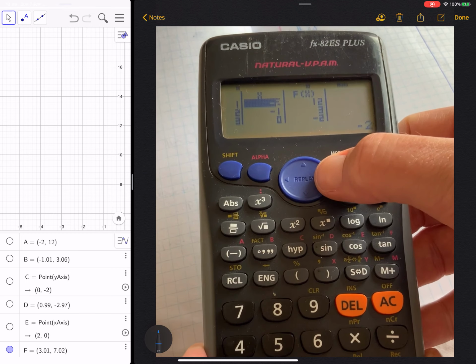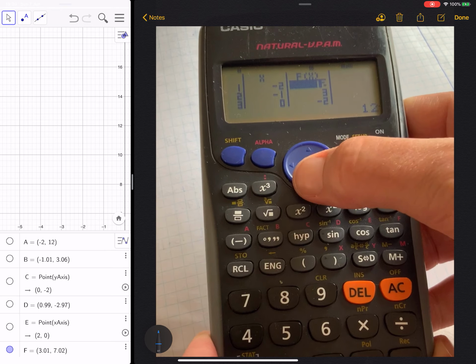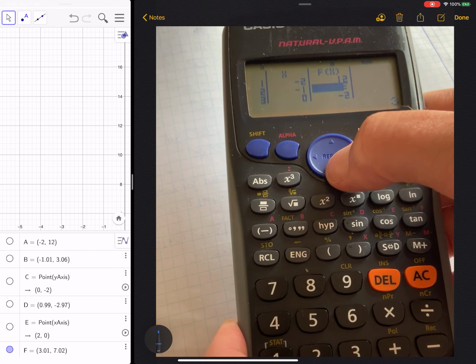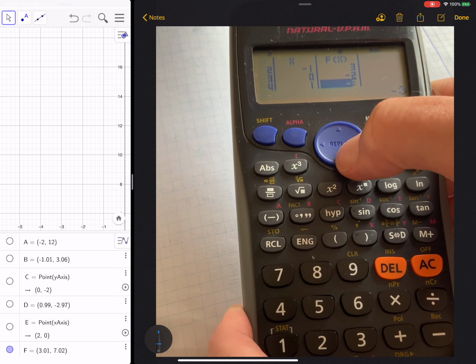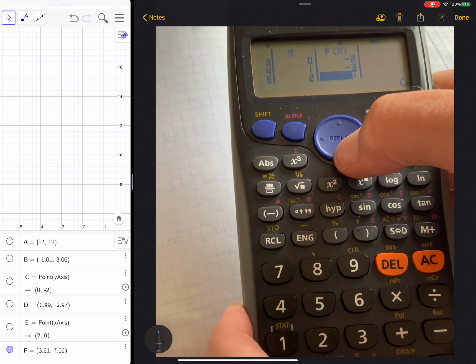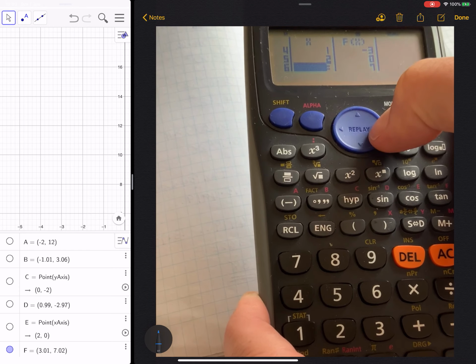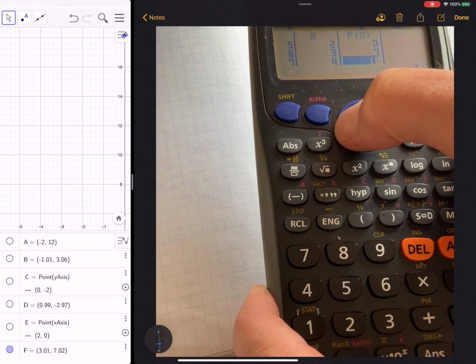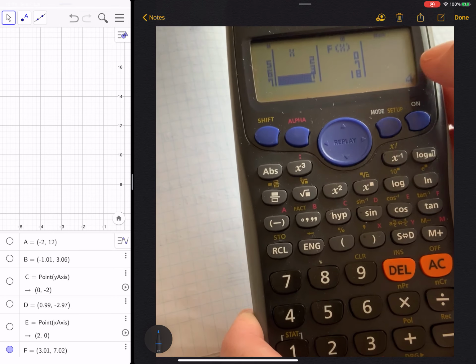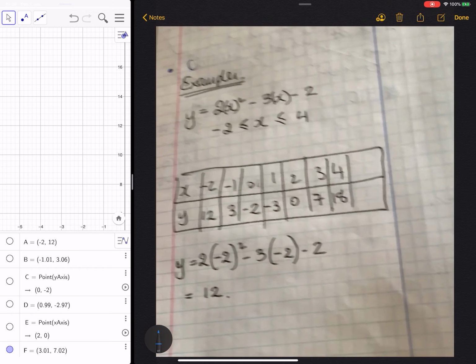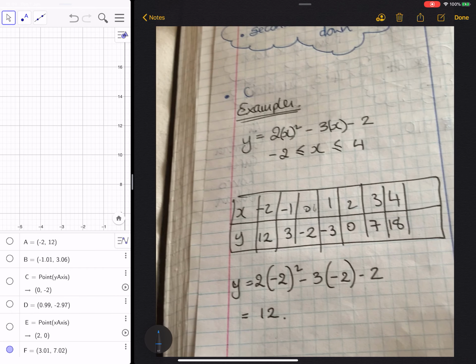When x is equal to minus 2, y is equal to 12. When x is equal to minus 1, y is equal to 3. 0, minus 2. 1, minus 3. 2, 0. 3, 7. And 4, 18. And so here the calculator has produced all of the table of values.